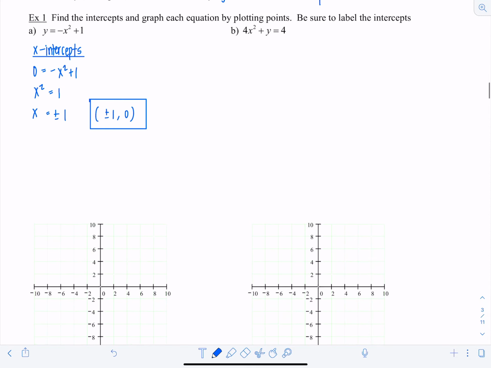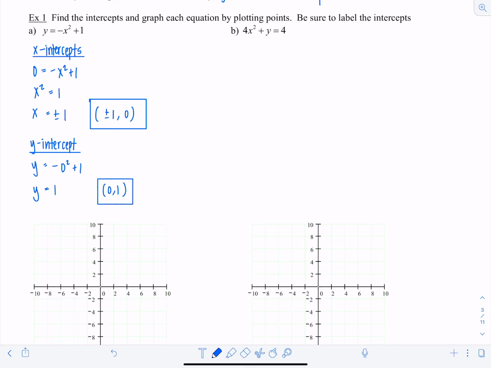And now let's move on to the y-intercept. Again, I'm going to substitute in 0 for the opposite variable. In this case, since I'm finding the y-intercept, I'm going to substitute in 0 for x. So negative 0 squared plus 1, so I get y equals 1. But no, we are not done. I'm going to write this as (0, 1). All right? So nice. Now let's go ahead and graph it.